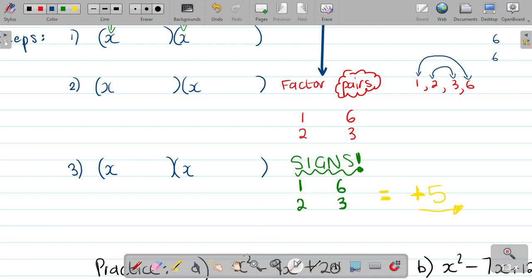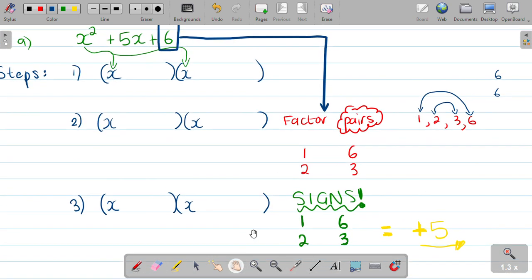Step number 3 is very important, where we need to use our factor pairs, right? So you see I wrote them down again, 1 and 6, 2 and 3, but you must work them together in order to get our middle term value. And what's my middle term value over here? It is 5. Okay, so let's go through that together again.